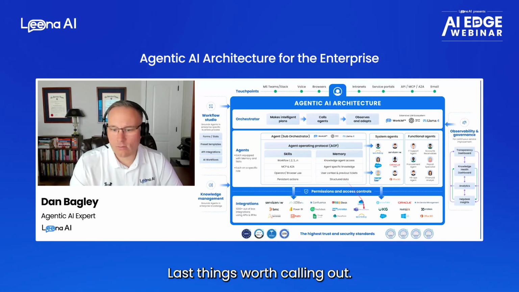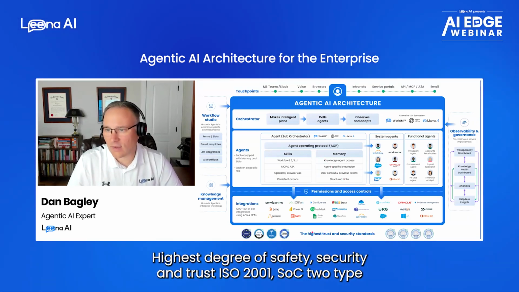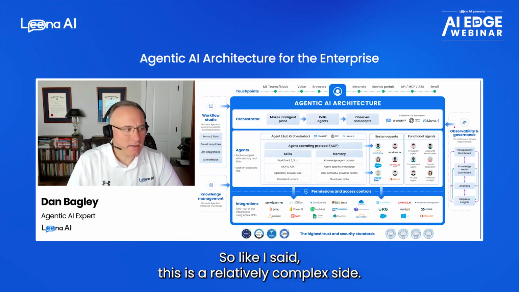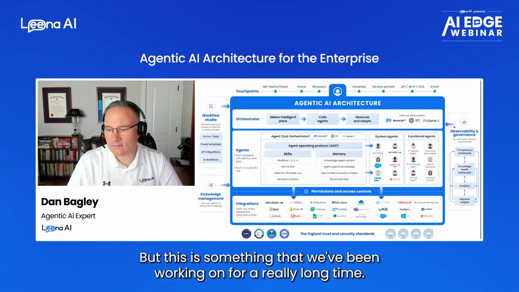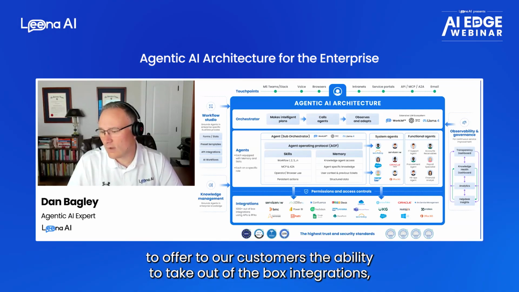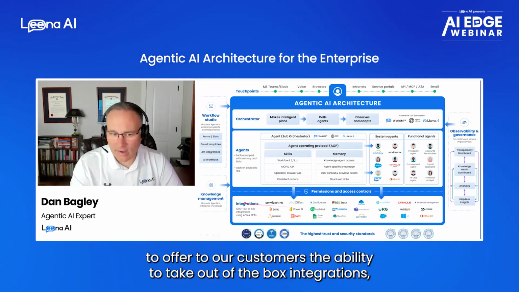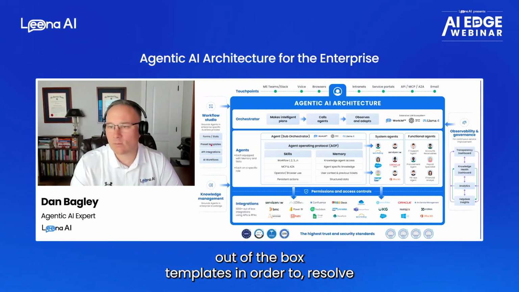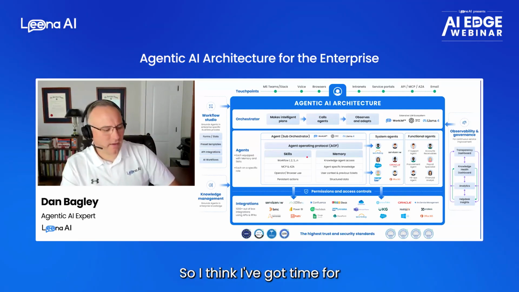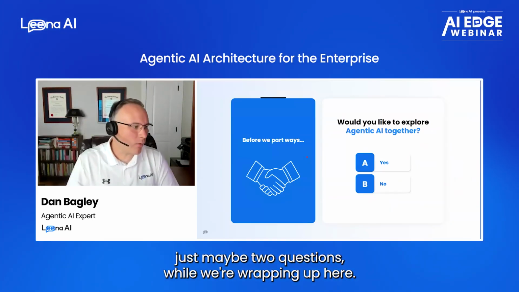Last things worth calling out, highest degree of safety, security, and trust: ISO 27001, SOC 2 Type 2, and a robust set of observability and governance tool set. So like I said, this is a relatively complex slide, but this is something that we've been working on for a really long time, and frankly, we're quite proud of in terms of being able to offer to our customers the ability to take out of the box integrations, out of the box templates in order to resolve these sorts of problems. All right. So I think I've got time for just maybe two questions while we're wrapping up here.